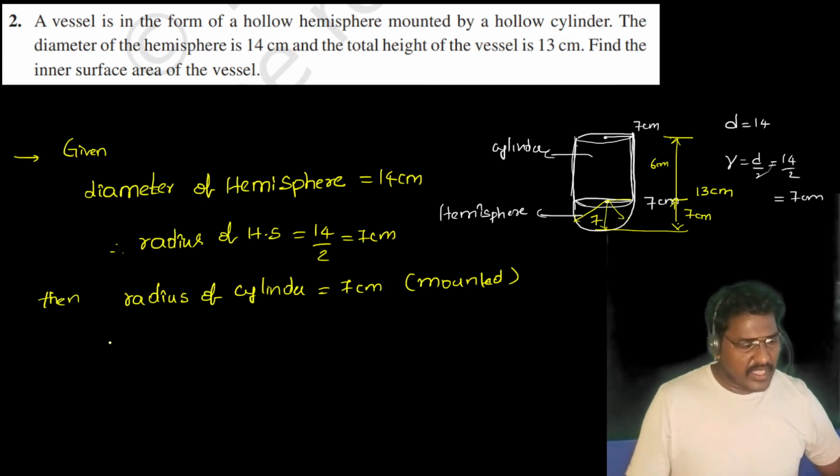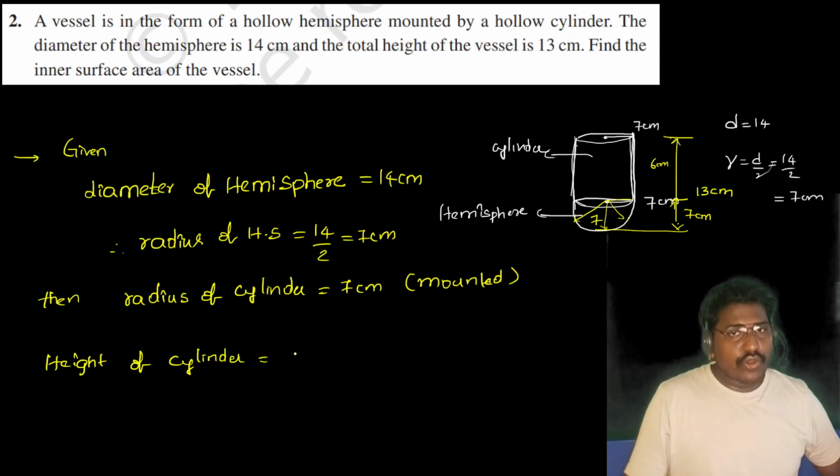Now see here, height of cylinder is equal to total height of vessel 13 minus radius of hemisphere 7, so it is equal to 6 centimeter.